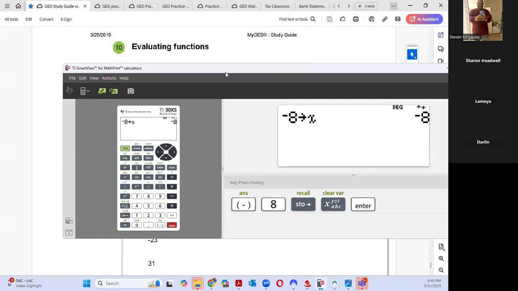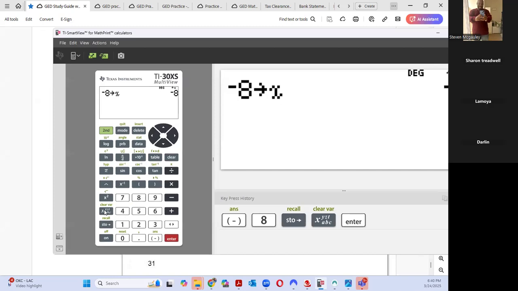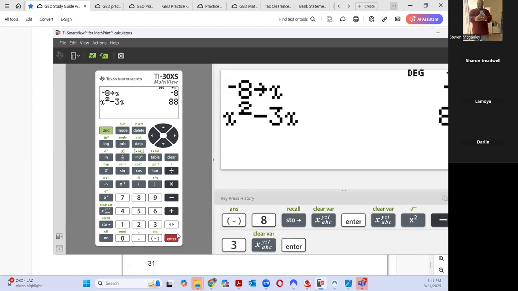X squared minus 3x. You put in the whole problem. X squared minus 3x. We got 88. Look how fast we did it. 5 to 10 seconds.